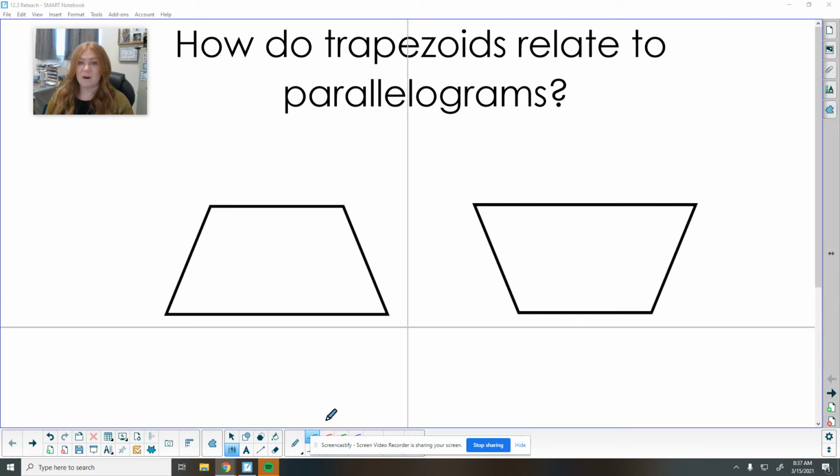This video is for the 12.3 reteach. So if you are still struggling with finding the area of trapezoids, be sure to follow along with this video. Or if you've been assigned the 12.3 reteach, this will help you with that.